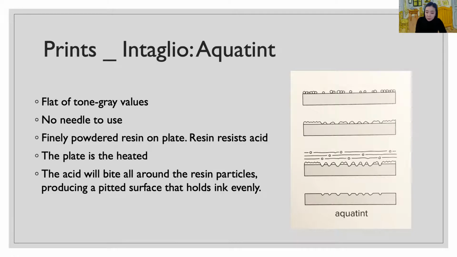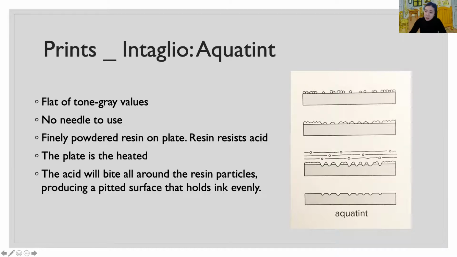The artist first dusts the plate with finely powdered resin, and the plate is heated so that the resin sticks to it. And resin resists acid. So when the plate is immersed in acid, the acid will bite all around the resin particles, producing a pitted surface that holds ink evenly.